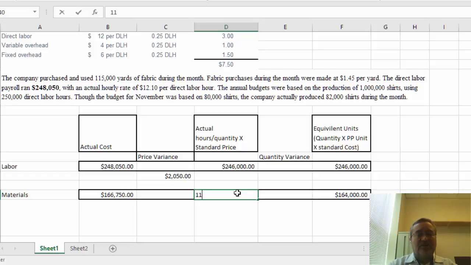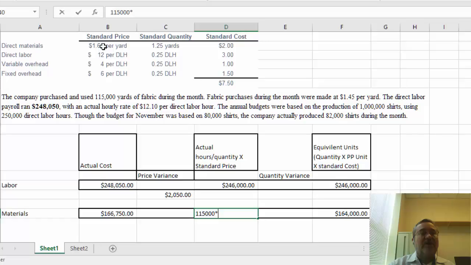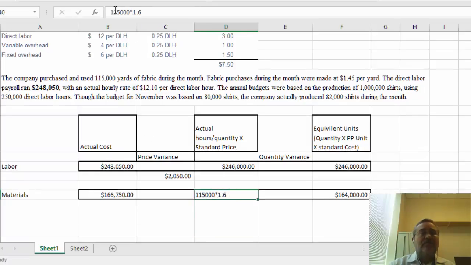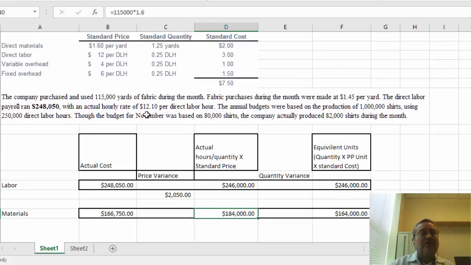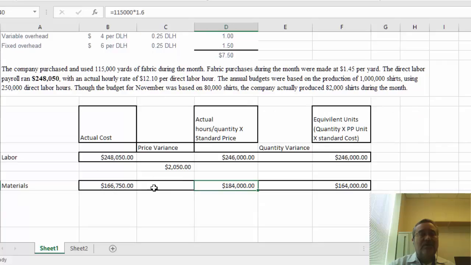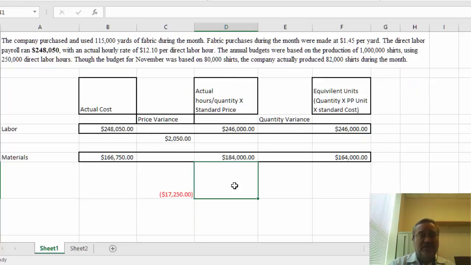Now, the middle piece is going to be the actual quantity. So the actual quantity is 115,000 units, and we're going to multiply this by our standard cost per unit, which is $1.60. We need to put an equal sign in front of this to make the equation work. And we have $184,000. Now, keep in mind that we paid $1.45 and we were expecting to pay $1.60. So we would expect clearly this item to be a favorable variance. And in fact, it is. It's 166 minus the 184. And this is going to be a favorable variance here.